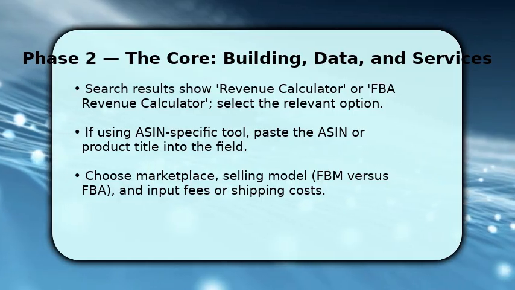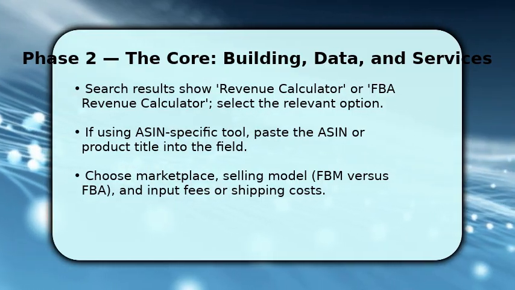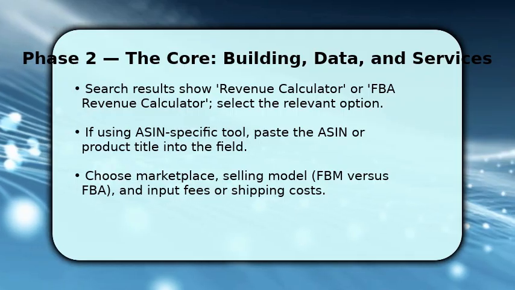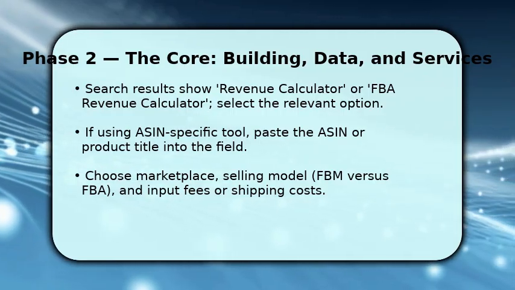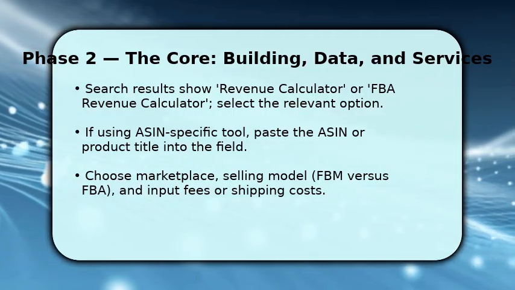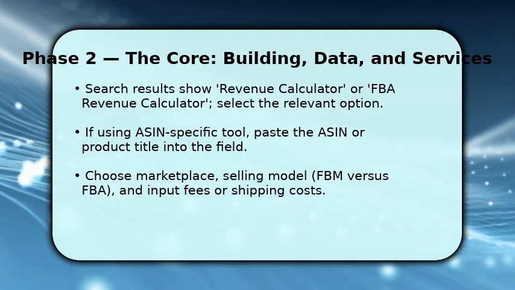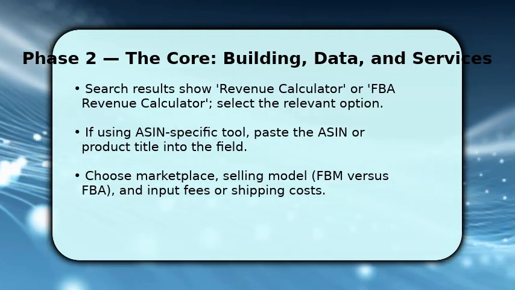Then select the marketplace and selling model, because FBA calculates fulfillment fees differently versus FBM. Enter your cost, shipping, and intended price so the calculator can project margin and net revenue accurately.